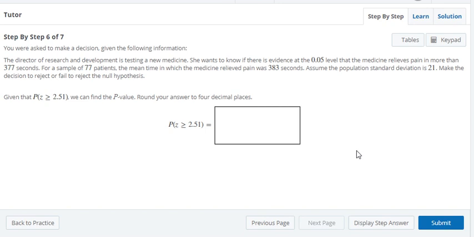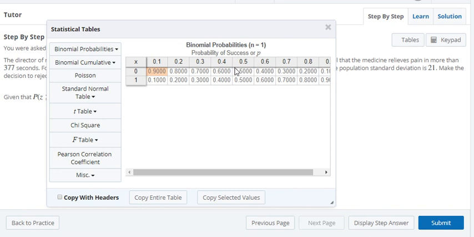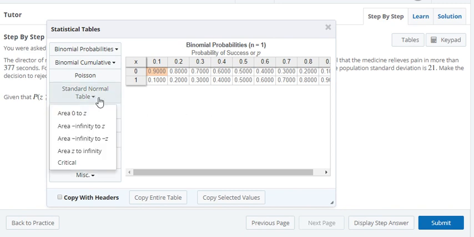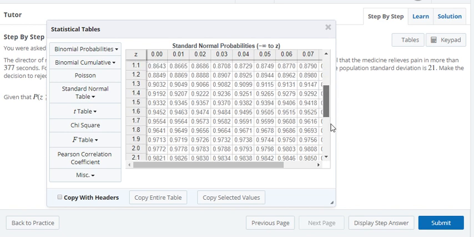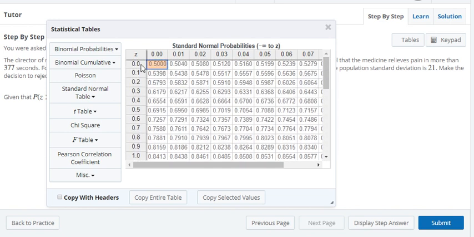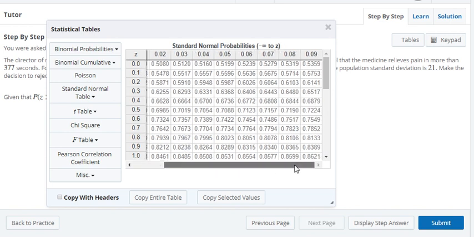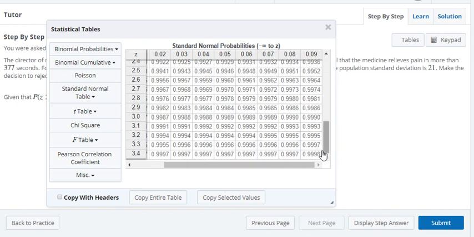Alright, so now our job is to find this value, the probability, the p-value of this guy being greater than 2.51. So we pull out our table. Okay, we go to our standard normal curve table, and let's take a look at the first one. So what this table is saying is that in this case right here, I'm going to take from 0, so from the mean, to my biggest z-score, 3.49. So that's from basically 0 to 3.49.